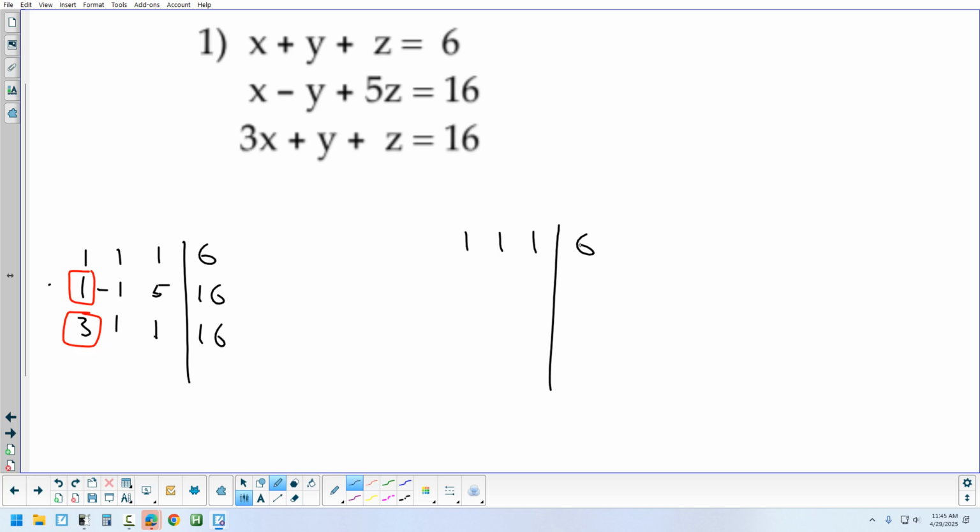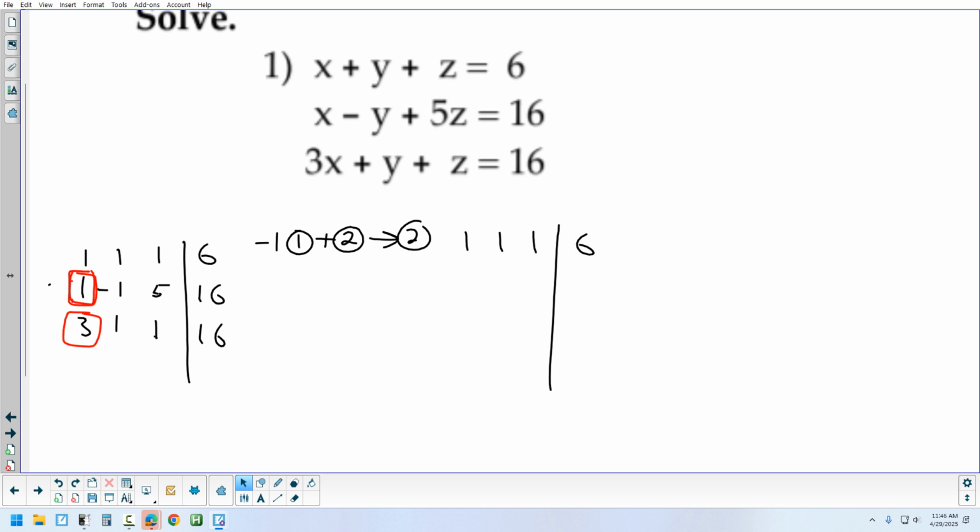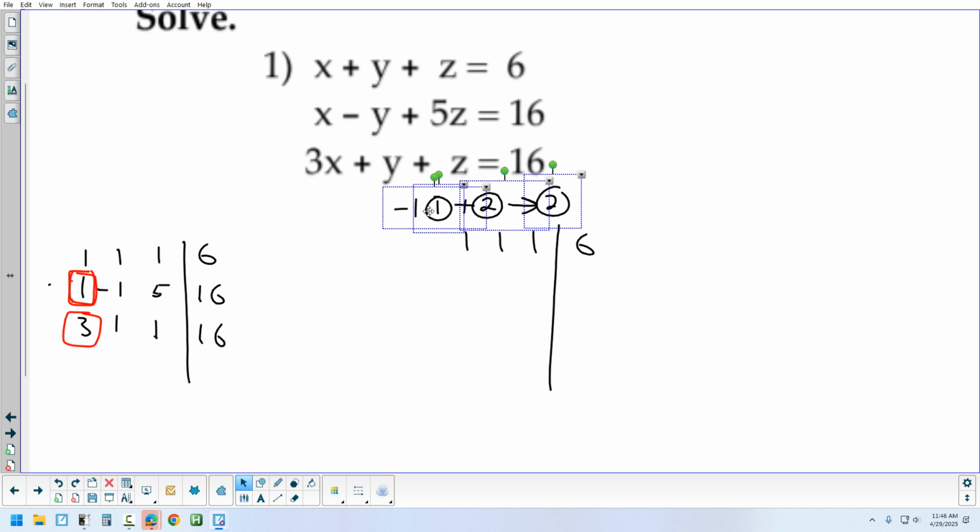Okay. Next thing we want to do is get a 0 right here. Can you add row 1 and row 2 to make what's in that box a 0? No. So then you need to multiply row 1 by something first. What could you multiply row 1 by? You could multiply it by -1 and then add it to row 2. And that's going to replace what's currently in row 2. Okay, so we're going to do that step. You know what? I'll put the step above it because I think that's how I did it before.